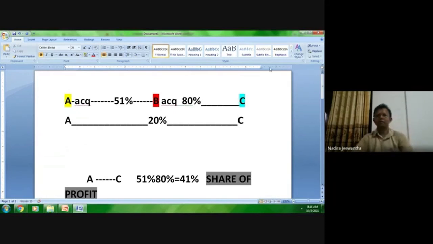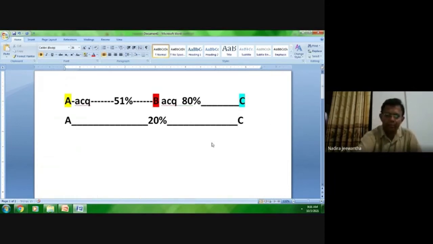What is this? Now see this. Now how do you interpret this? A. Now understand this. Take your time and understand. This is important. The examiner frequently asks this question, a frequently asked question out of this syllabus topic. Right? Now A acquires 51% of B.